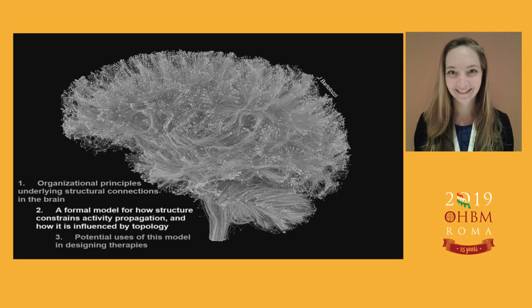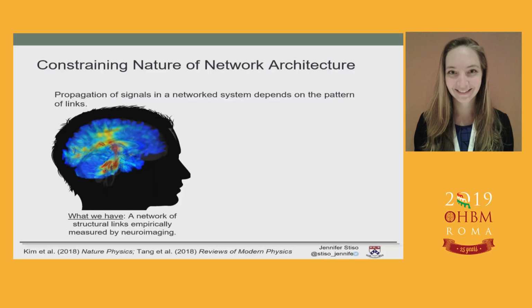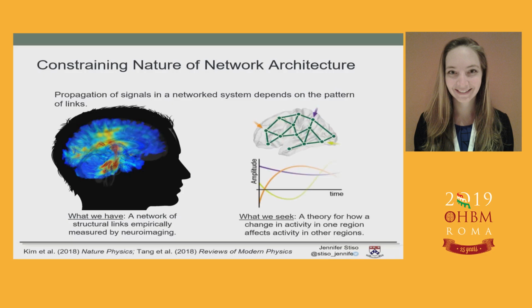So we're going to change gears pretty drastically now from this description of what the connections in the brain look like to a formal model for how this structure constrains activity propagation and how that's influenced by the topology. So once again, what I just talked about is this network of structural links. But what we want is to know how activity in the brain spreads along those structural links. And importantly, we want this theory to be predictive. So really what we want is a way to know if we change activity in one region of the brain, what is going to happen everywhere else? How is that going to influence the rest of the activity?